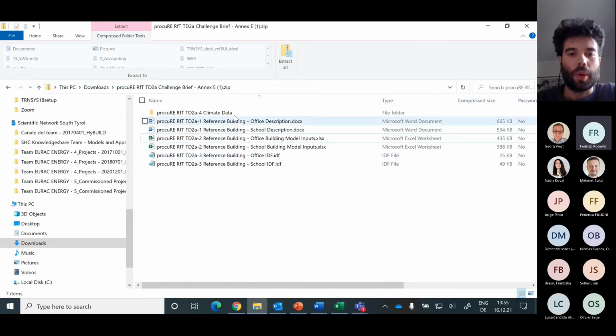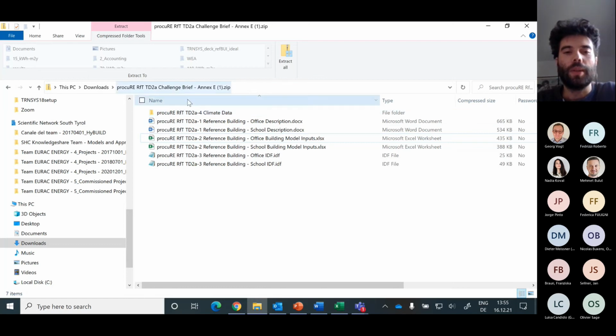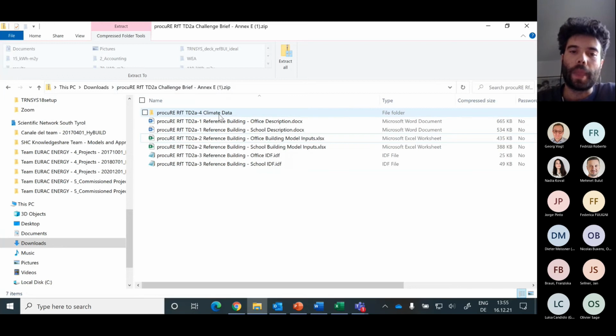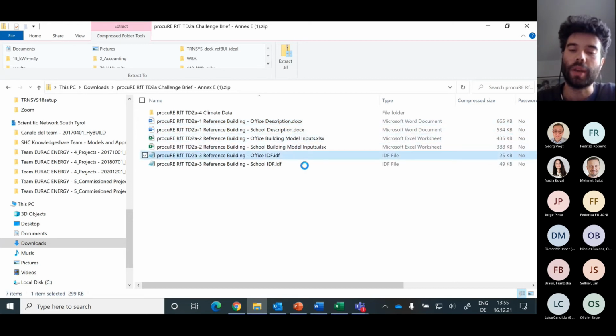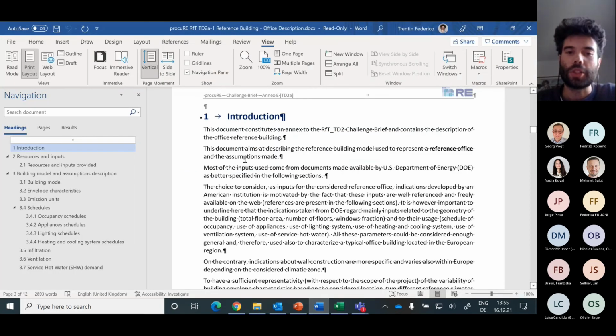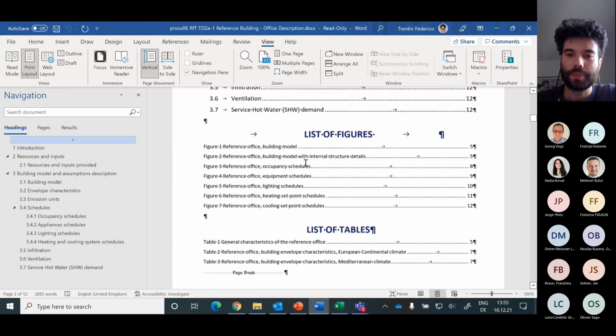Yes, Federico. Okay, so this is the Annex C folder, and as said, you will find for each reference building one Word document, one Excel document, and one EDF file. And the Word document is structured in this way.